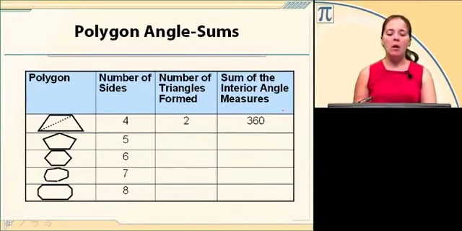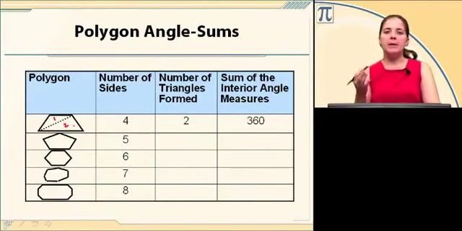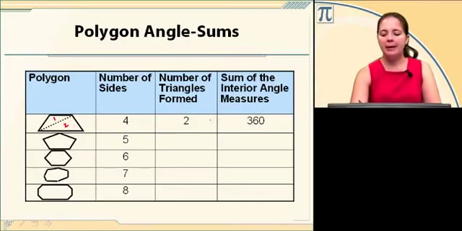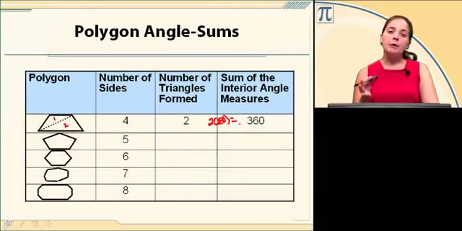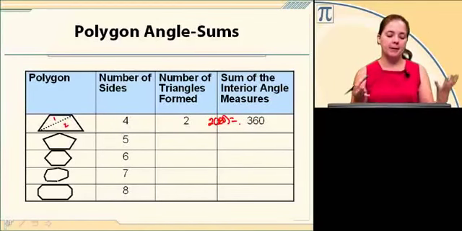So, I got the first one done here. I drew a 4-sided polygon, or a quadrilateral. Looks like a trapezoid. There are 2 triangles formed, triangle 1, triangle 2. And the sum of the interior angles is 360 because 2 times 180 equals 360. And we're using 180 again because the sum of the interior angles of a triangle is 180 degrees.